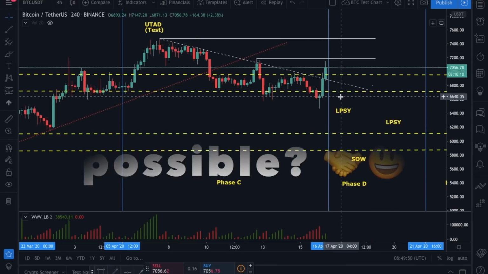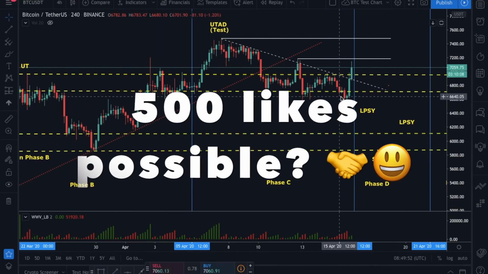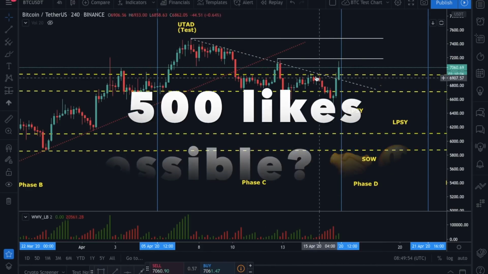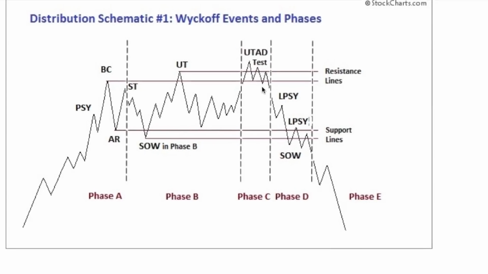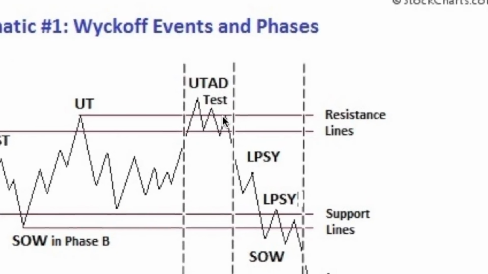People were asking the question, is Wyckoff's distribution schematic now invalid? No, it's not until our previous high is broken, because if you have seen this distribution schematic, we can see this here, the first swing, second swing and the third swing must actually be the lowest one.